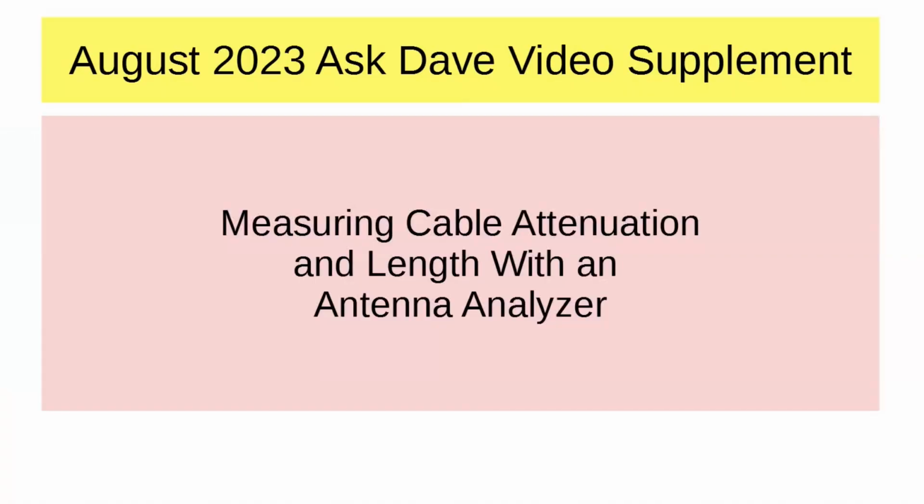The second story has to do with measuring transmission line parameters using an antenna analyzer. What we're going to do today is just measure a couple things: cable attenuation and length. And the antenna analyzer that we're going to use is the NanoVNA. Okay, so this is a very simple setup.